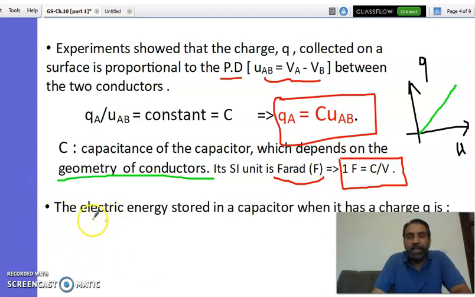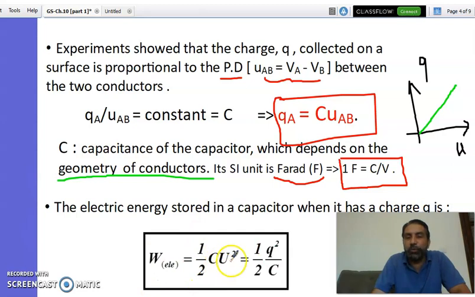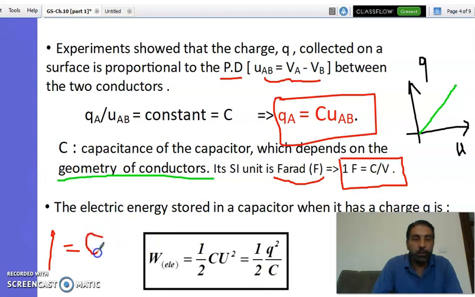Now, let me also remind you of the electric energy stored in a capacitor when it has a charge Q. It is W equal half CU squared. Also, you can write it half Q squared over C. For example, you remember this rule. Q equal CU. Okay? Then what does this mean? U equal Q over C.